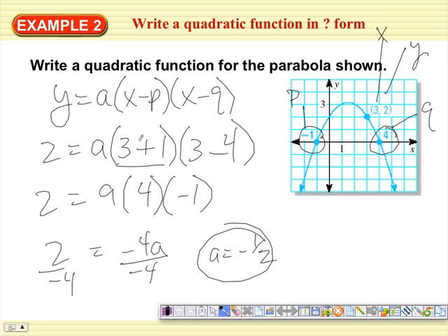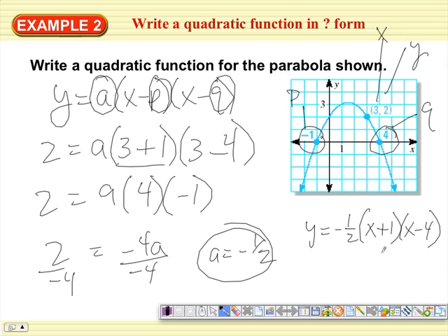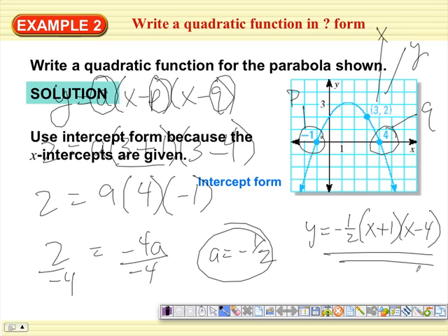Put it all in. You need a, you need p, you need q. y equals negative 1/2 times x plus 1, times x minus 4. Good. How many did get that answer ahead of time, beforehand? Most. Okay. Write a quadratic function, meaning write the equation of that graph right there.